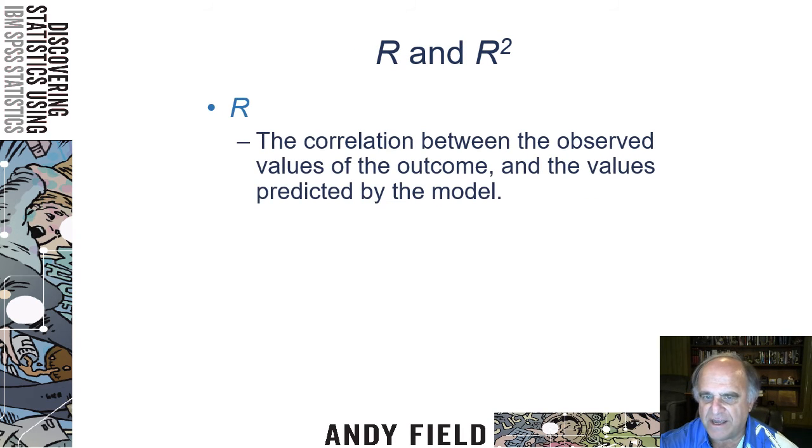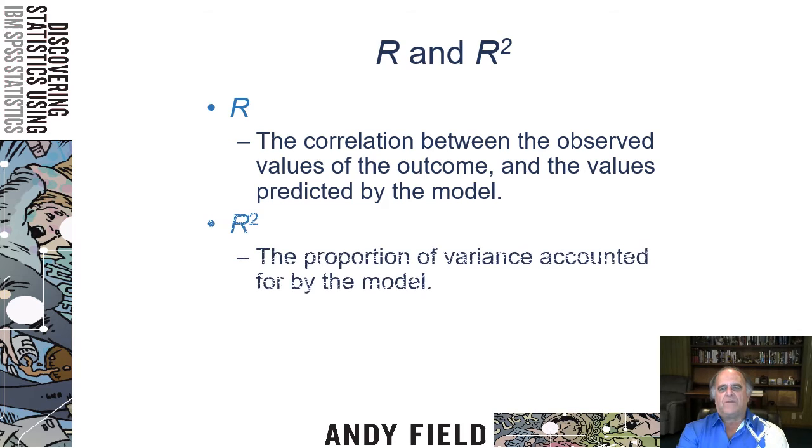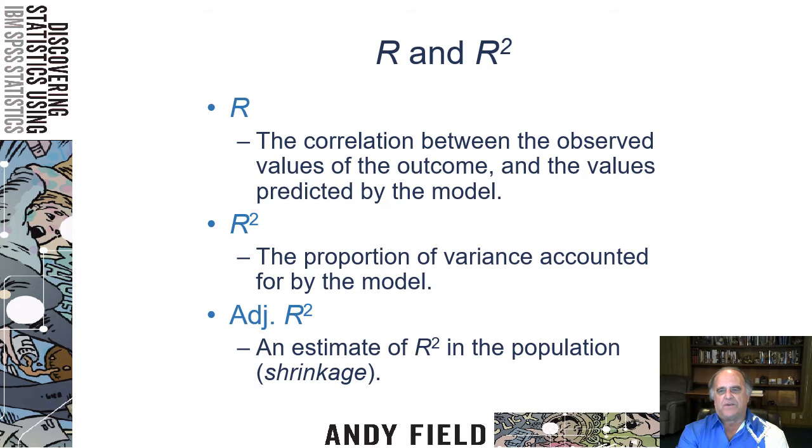So we did get R and R squared. And as I said, R is simply the correlation between the observed values of the outcome and the values predicted by the model. R squared is the proportion of variance accounted for by the model. And adjusted R square is an estimate of the R squared in the population, sometimes called shrinkage.